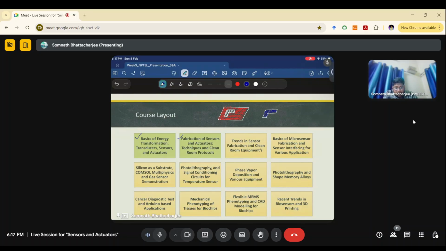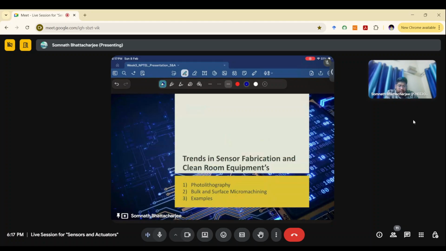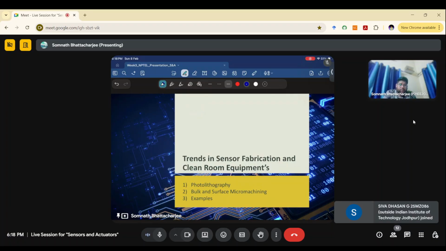So let's move on to the third week. It's known as trends in sensor fabrication and clean room equipment. In this lecture, we'll learn mostly about the complete photolithography process, and the importance of each process step. Then we'll know a bit about bulk and surface micromachining. Due to my network issues in the previous class, we haven't been able to discuss the previous week's questions, so we'll discuss that as well. For this lecture, I'll try to reduce the study portions a little bit. If you have any questions, you can ask me and we can discuss it later.